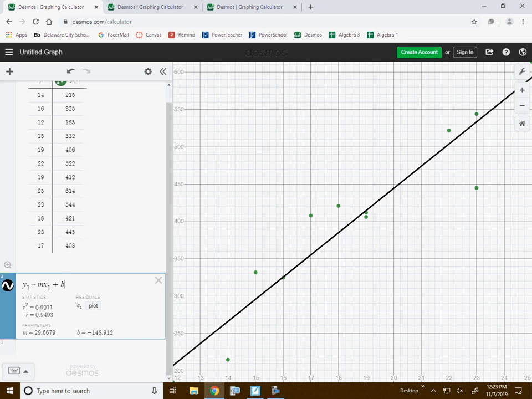So our R value is 0.9493. Okay. Our equation is y equals, is it positive 29? Yeah. We'll round that to 0.7, just round to 1 decimal place. Minus 148.9.